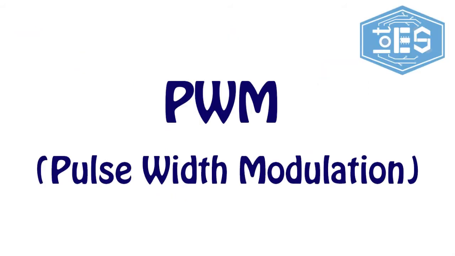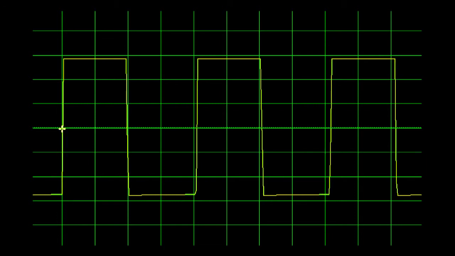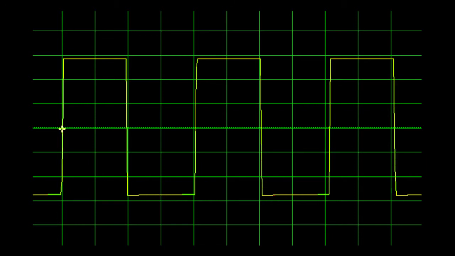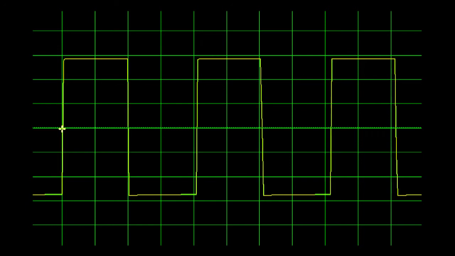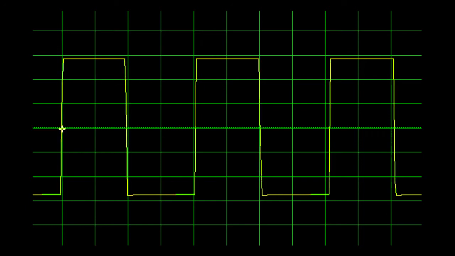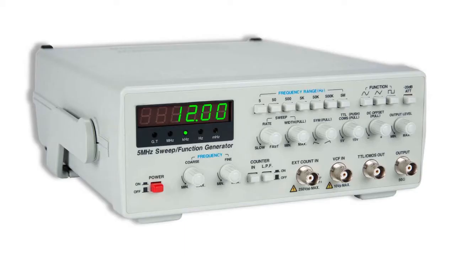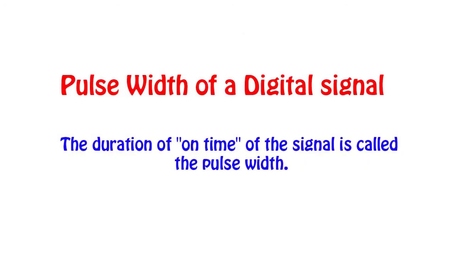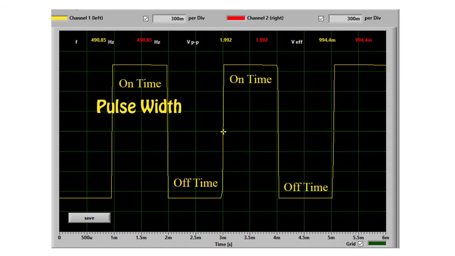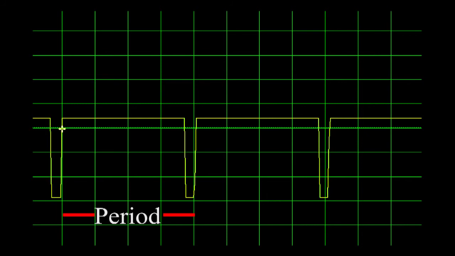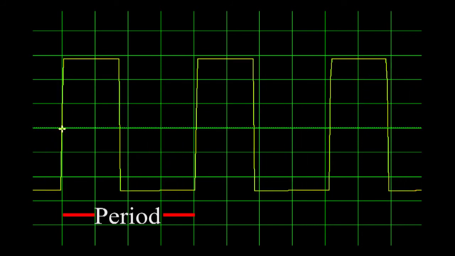Now, we are familiar with some terms related to signals, so we can go deep into PWM. First, a digital signal or a square wave is created by switching a voltage on and off between zero and maximum level. We can use an oscillator or a frequency generator to do this. The duration of on time of the signal is called the pulse width. By changing the on time or the pulse width in between zero and the period of the square wave, you can encode data in the signal pattern.